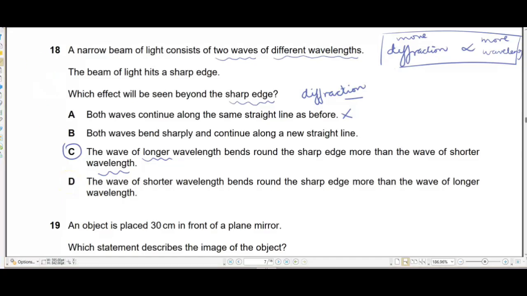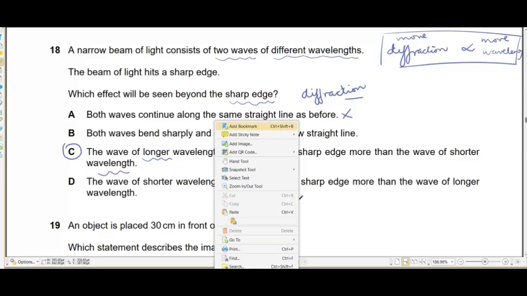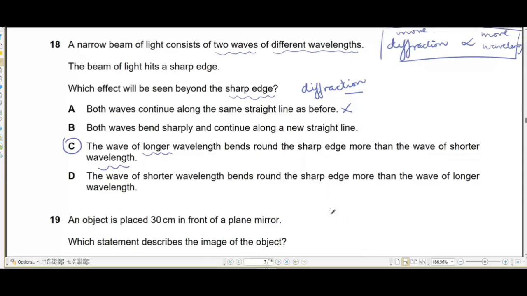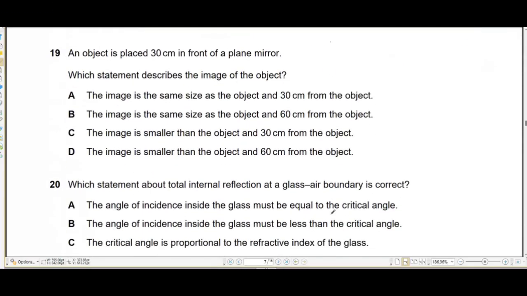On to question number 19. An object is placed 30 centimeters in front of a plane mirror. Which statement describes the image of the object? A, the image is the same size as that of the object and 30 centimeters from the object. Same size is correct, and we will see about 30 centimeters.